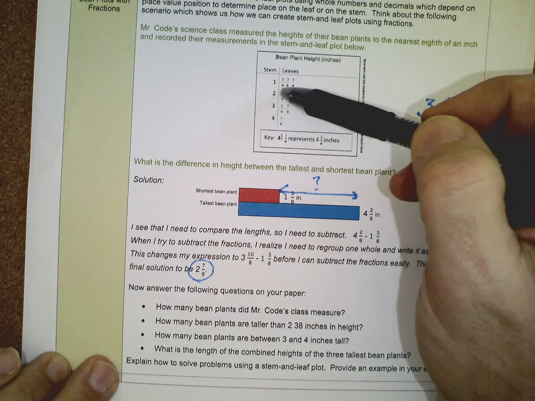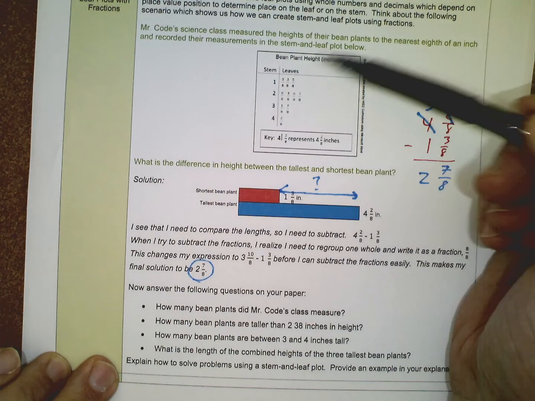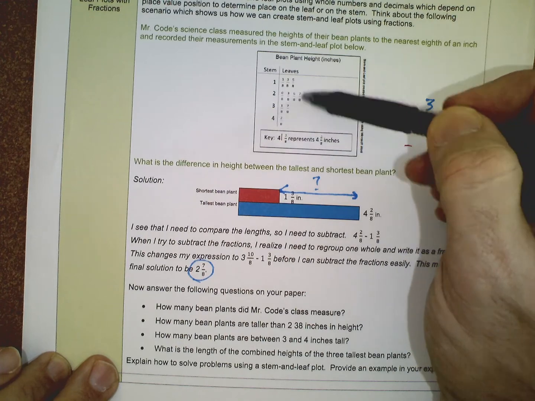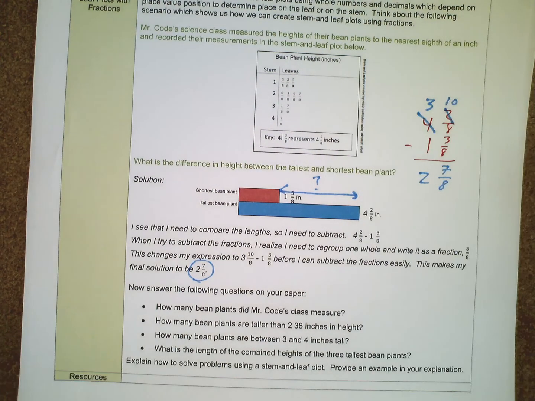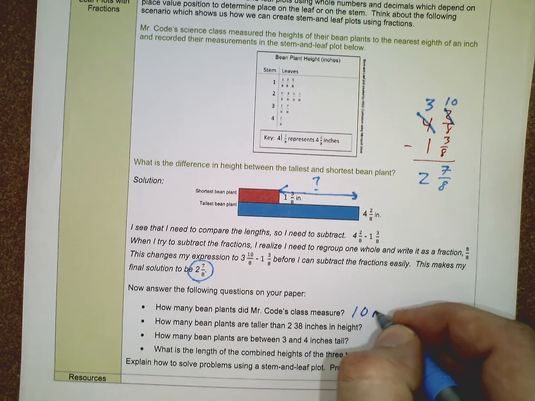Tenemos 1, 2, 3, 4, 5, 6, 7, 8, 9, 10. So we look at the number of leaves in our diagram. 1, 2, 3, 4, 5, 6, 7, 8, 9, 10. So there are a total of 10 plants. And ya midieron un total de 10 plantas.